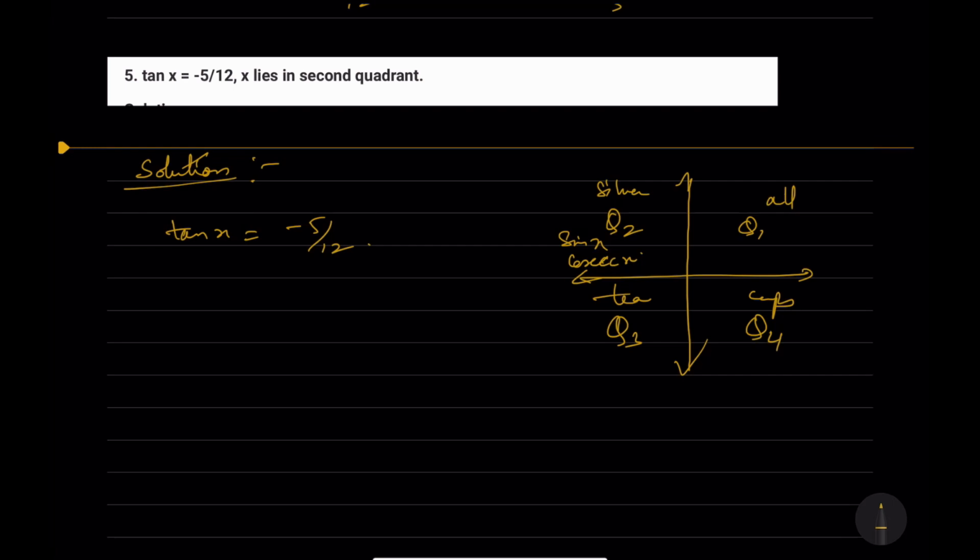So given this, we can find out cot x. Cot x is equal to 1 by tan x, which is equal to 1 by minus 5 by 12, which is equal to minus 12 by 5.